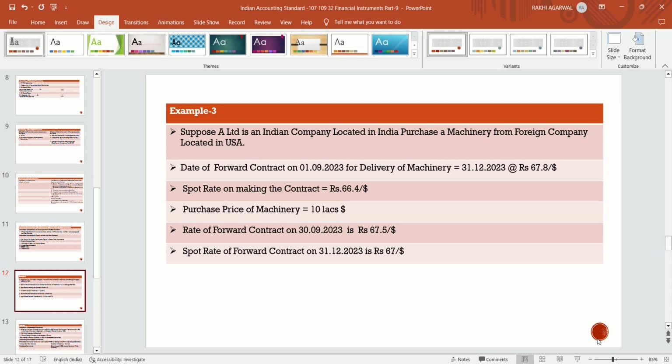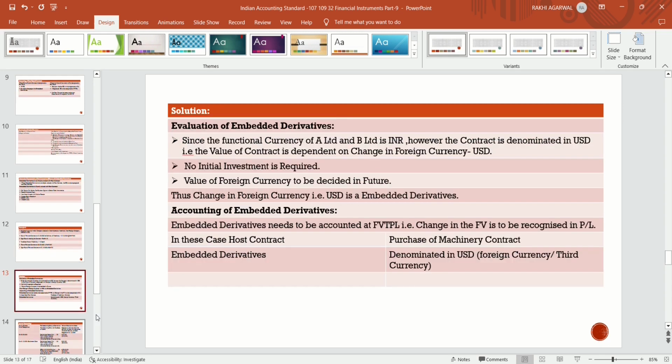Rate of forward contract at the end of September, that is 30 September 2023, becomes 67.5 per dollar. Spot rate on the date of settlement, that is 31st December 2023, is 67. Means spot rate is always given. Spot rate or forward rate on the date of making the contract is also given, and rate of forward contract on 30th September is also given. So how is the accounting entry to be recognized?